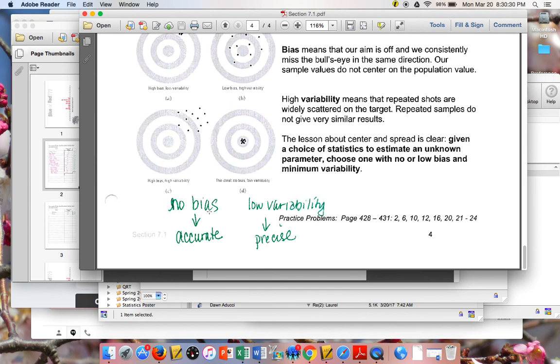Another way to think about it is if you have no bias, you're accurate, so you're on your mark. If you have low variability, you're going to be more precise.